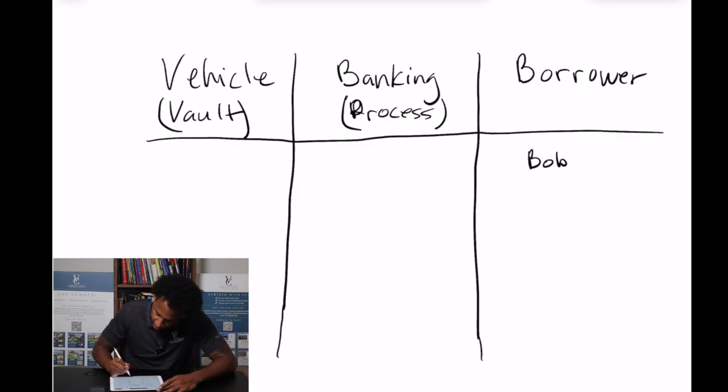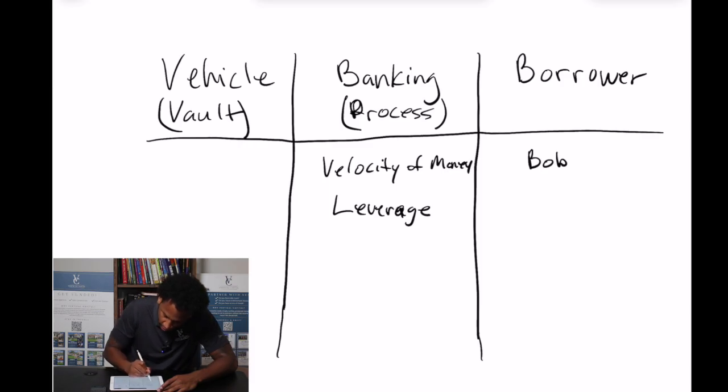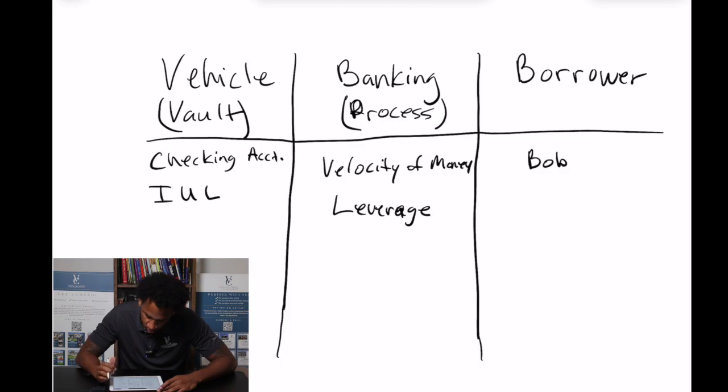All right, under the banking column, you have velocity of money, and you have leverage. Under the vehicle / vote, you have a checking account, you have an IUL policy, and that's an index universal life insurance. And this is how we're going to yield stack our way to $10 million.